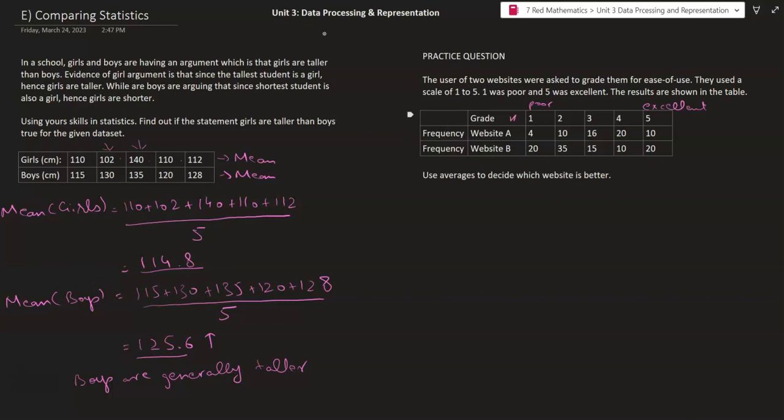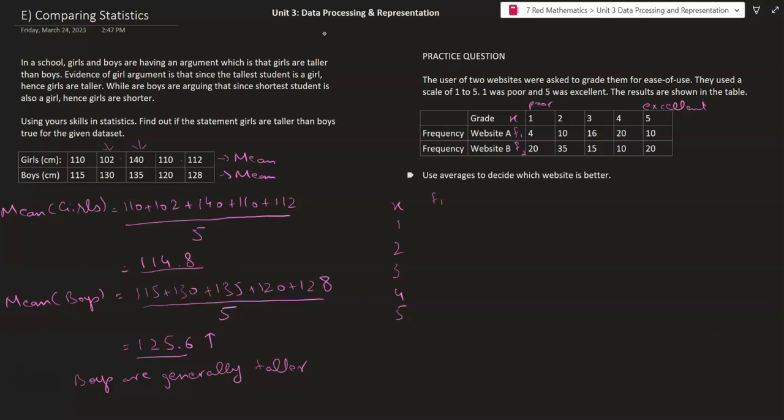So if this is X, and this is frequency, let's say it's F1 for website A and F2 for website B. We are first going to calculate the mean for website A. We write the X, which is 1, 2, 3, 4, 5, and then we have F1, which is frequency.